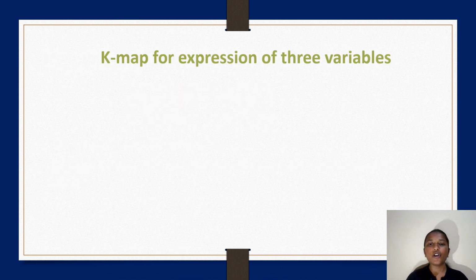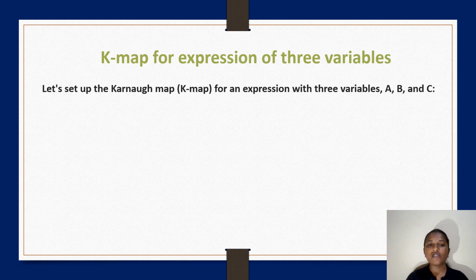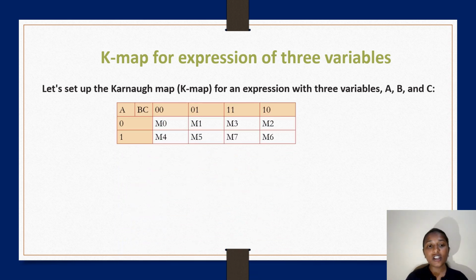Let us learn K-map for expressions of three variables. As we all know, for two variables we created an expression with the two variables A and B. For a three variable expression we are going to use three variables A, B and C. Here I am constructing a grid table of 4 by 2, which corresponds to 8 cells. M0, M1, I am going to group this as M0, M1, M3, M2 because M2 and M3 are interchanged. You can see here also M7 and M6 are interchanged corresponding to their values.